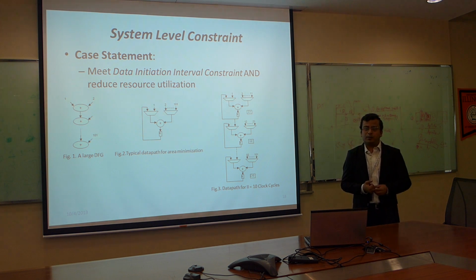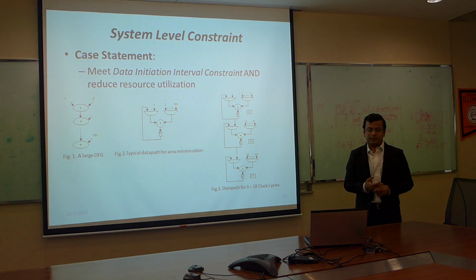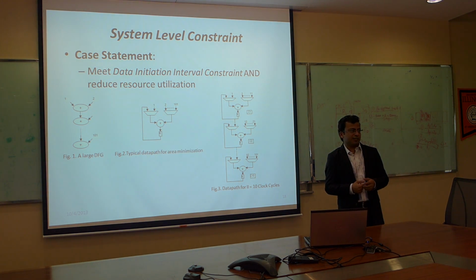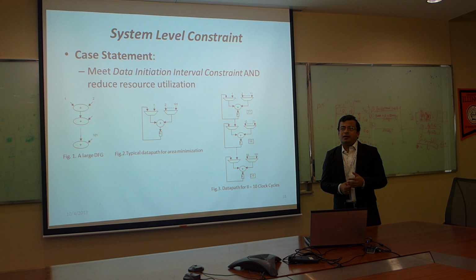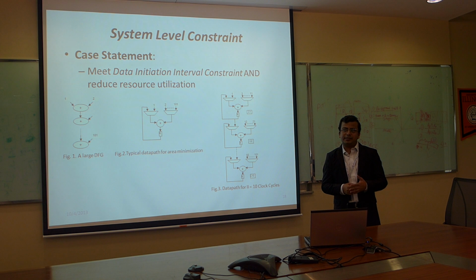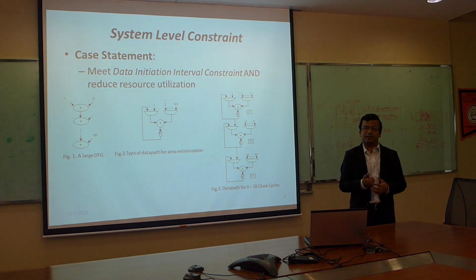one other thing that I looked at was the system level constraint. In your application, you can have a data initiation interval constraint, which basically means how often you are going to feed a new set of inputs to your design. Now, if you see figure 1, which is a large data flow graph, as an example, and if you try to resource share operations in this one, the typical data path for area minimization would result in figure 2.